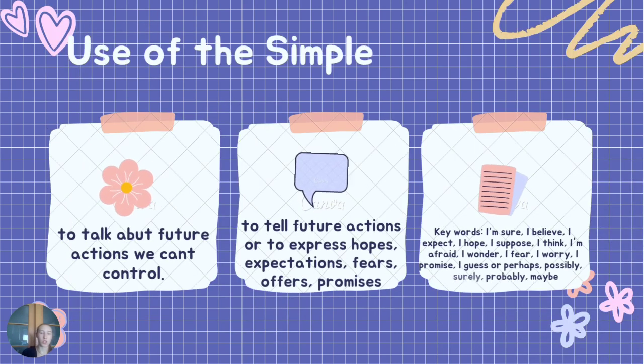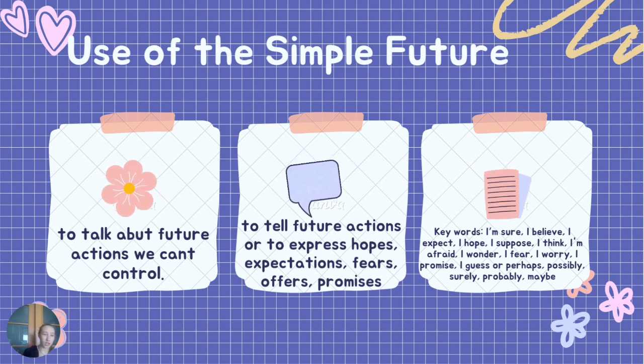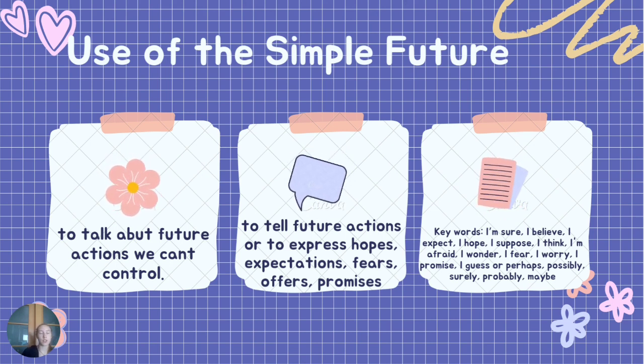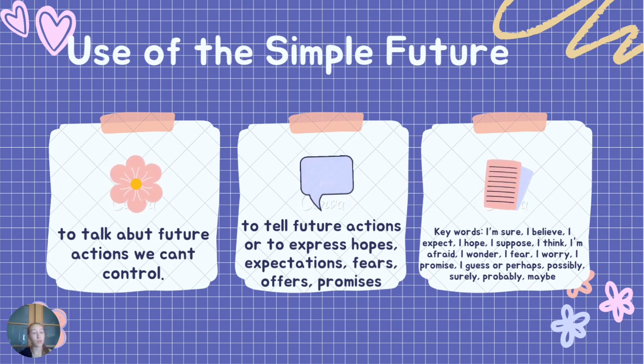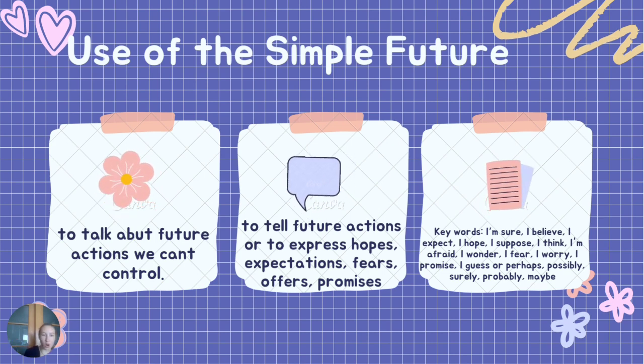Use of the simple future. But when do we need to use this tense? To talk about future actions we can't control. We can't control them. So talking about such future actions, it means actions that we can't control that will happen in the future, later than now. To tell future actions or to express hopes, expectations, fears, offers and promises.